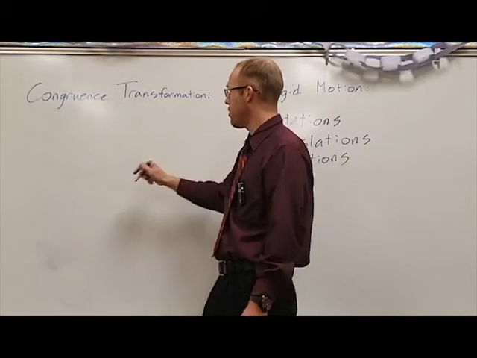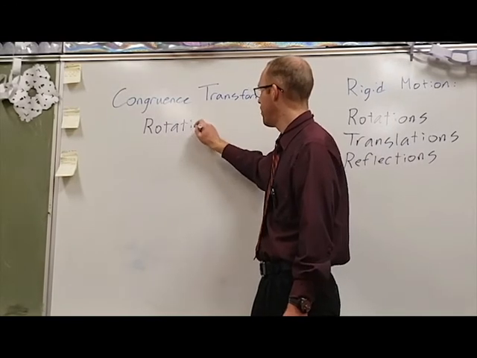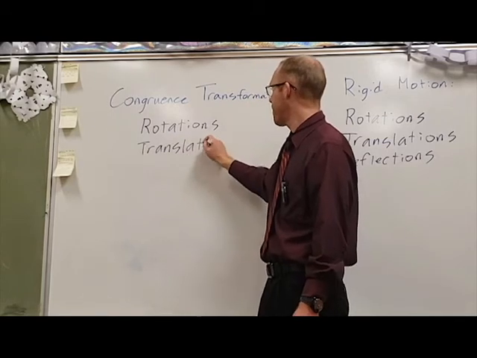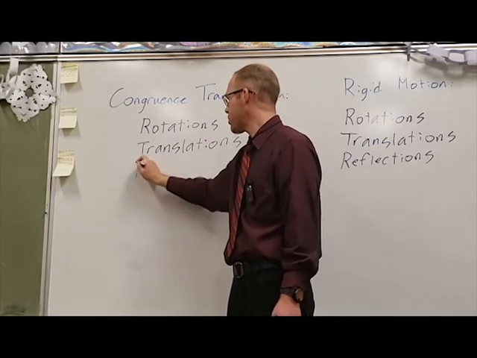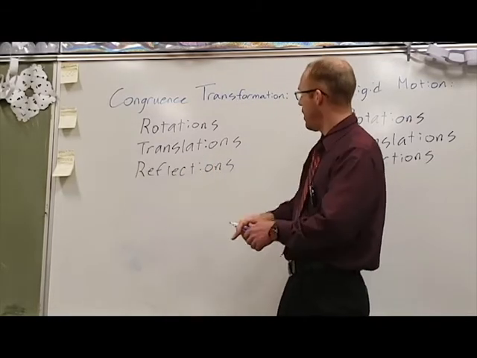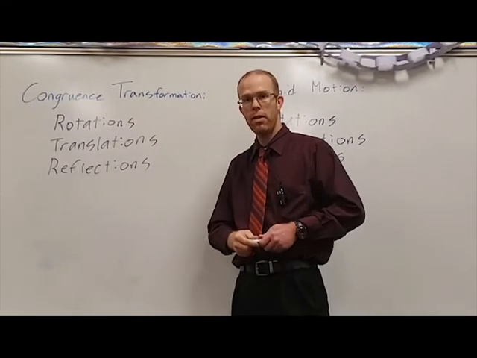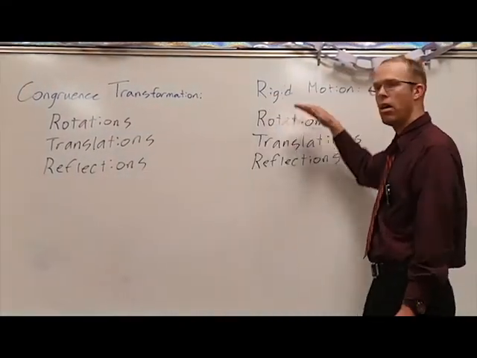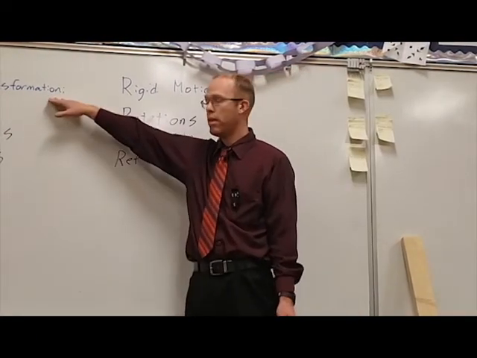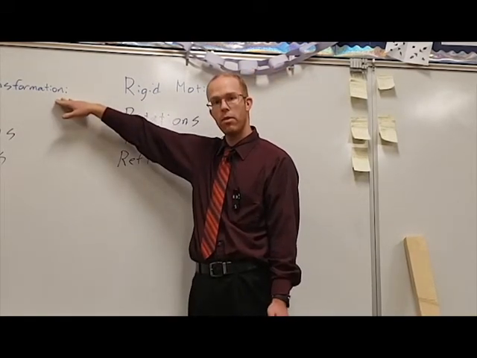So congruence transformations also are rotations, translations, and reflections. If you do any of these 3 things to a shape, the resulting image is congruent to the pre-image. So these 2 terms right here are interchangeable with each other. You could call it a rigid motion or you could call it a congruence transformation, but this is how we tell sometimes if things are congruent to each other.